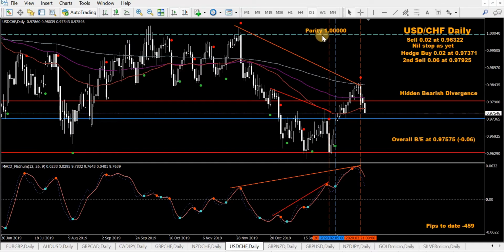And I have the parity, the 1.0000 level marked on the Swiss franc. It's a big number. And again, we had hidden bearish divergence on that second trade also, so that would have been a decent standalone trade, and it's profitable thus far.